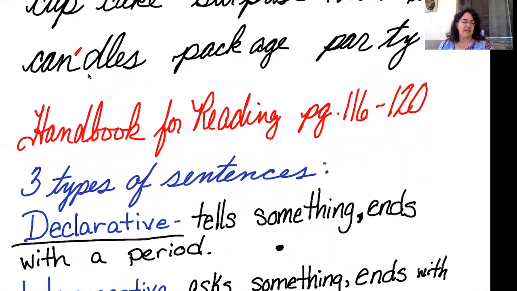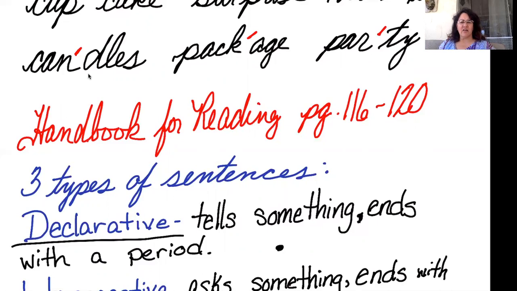What about package? Where do you think we would accent the word package, Sean? After pack. Very good. And what about party? Where would we accent the word party? Lola. After the par, P-A-R. Excellent job, second graders. You've always been very good at our accents.